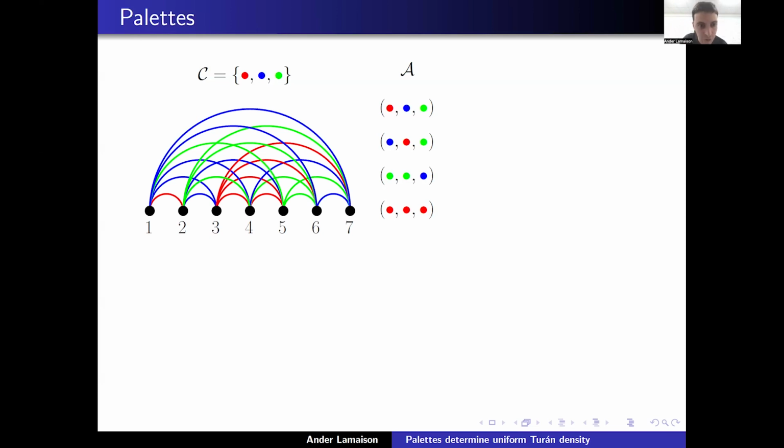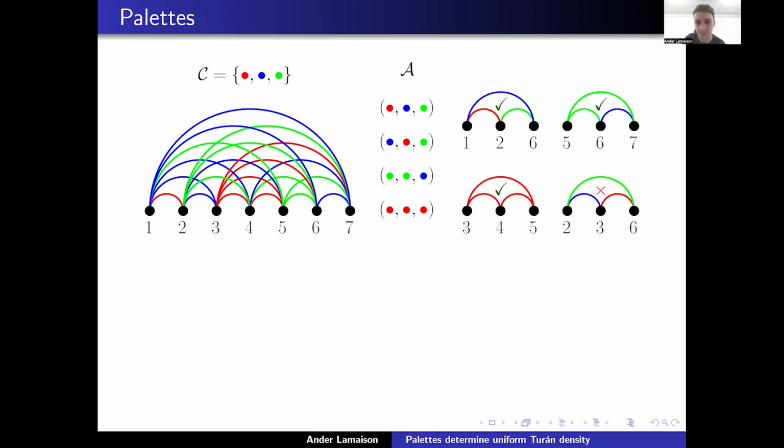And then for every triple of vertices, we need to decide whether we place an edge there or not. And the rule is the following. For every triple of vertices, we look at the 2 smallest vertices and the color that they span, the smallest and the largest vertices and the color they span, and the 2 largest vertices and the color they span. That gives us an ordered triple of colors.